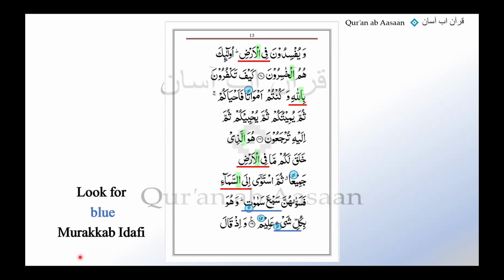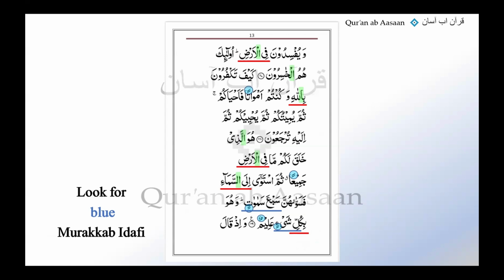Can you tell me a blue murakkab idafi where maybe the no al, no tanween possessed noun is in jar? Kulli shay'in. Excellent. So here, this is our possessor. This is our no al, no tanween possessed noun, and this kulli is what? It's in jar. And how would we know the reason for this to be in jar? We look back and we see what? This little bi, a harf jar that we are well familiar with. So we can now underline it red. We found our murakkab jari as well, alhamdulillah.